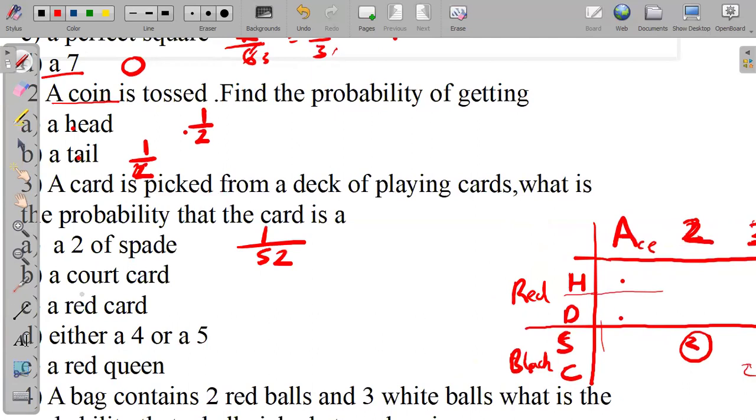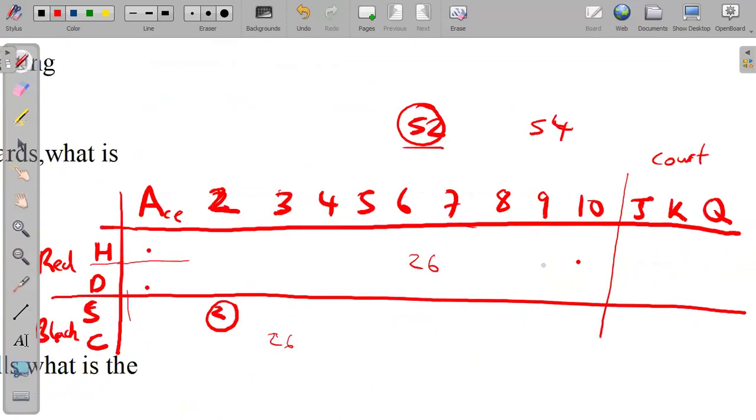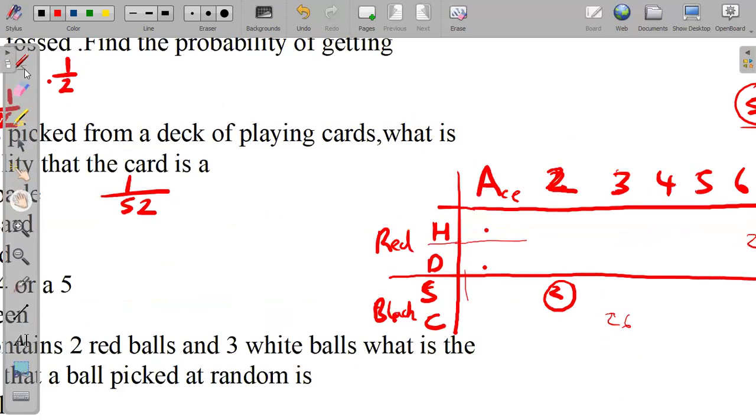What is the probability of getting a court card? Let's go back to the court cards. How many court cards do we have? We have 1, 2, 3, 4 jacks: a heart, a diamond, a spade, a club. Similar with the king, there are 4 of them. Similarly, it's also true with the queen. There are also 4 of them. So how many all in all do they become? They become 4 times 3, which makes 12. So the court cards are actually 12.